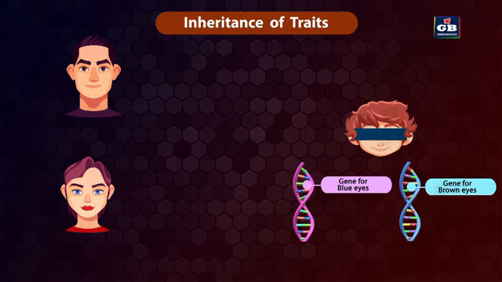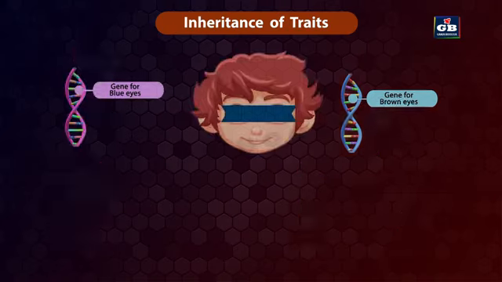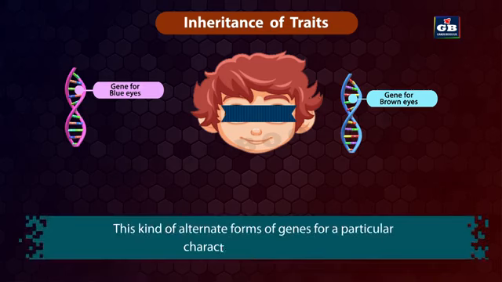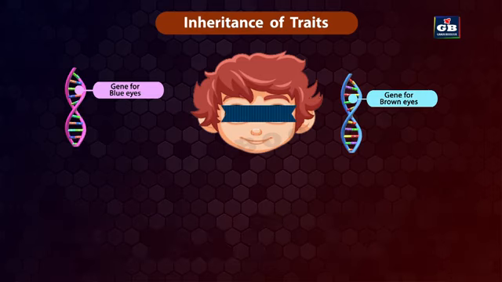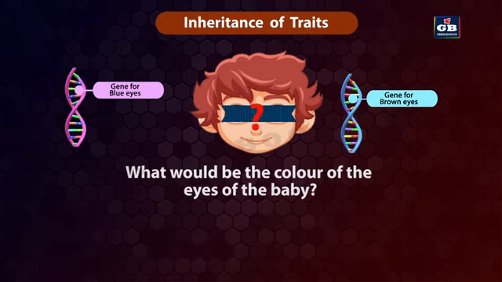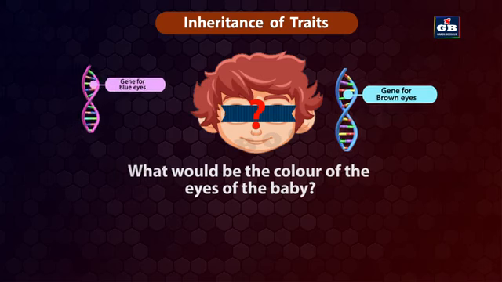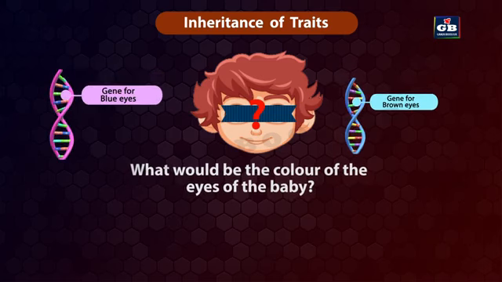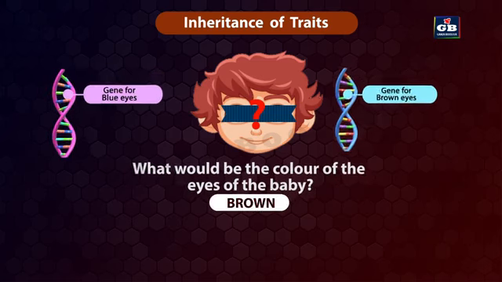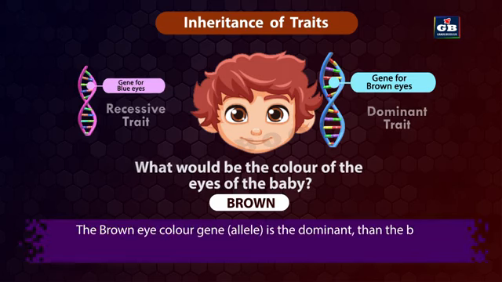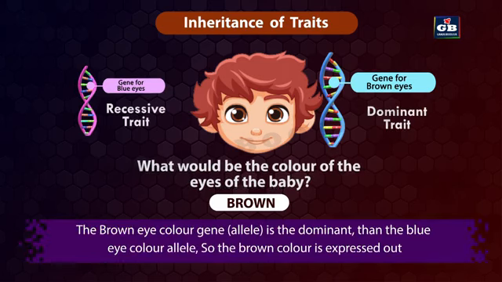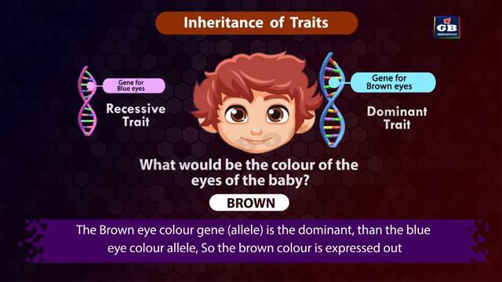That means for one trait, that is the eye color, the baby will have two genes. This kind of alternate forms of genes for a single character are called alleles. But here, what would be the color of the eyes of the baby? Brown or blue? The eye color of the baby will be brown, because the brown eye color gene is dominant over the blue eye color gene. So the brown color is expressed.